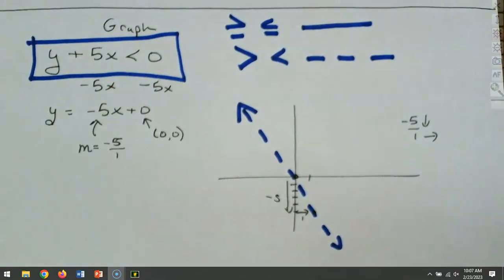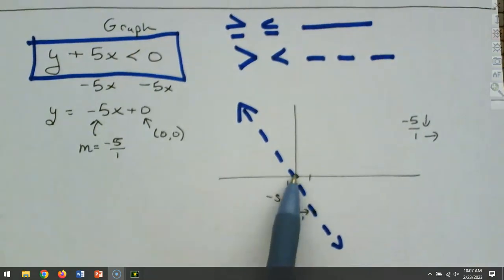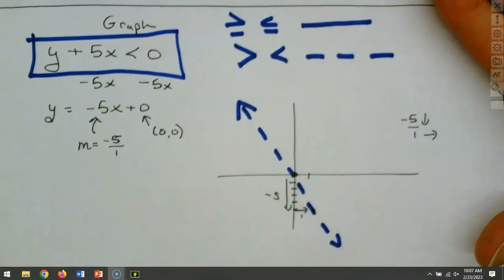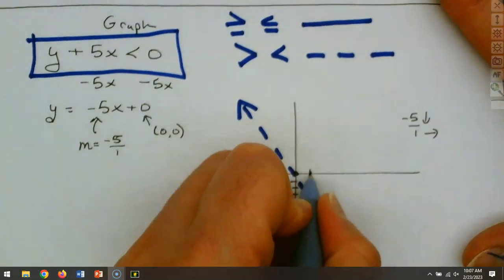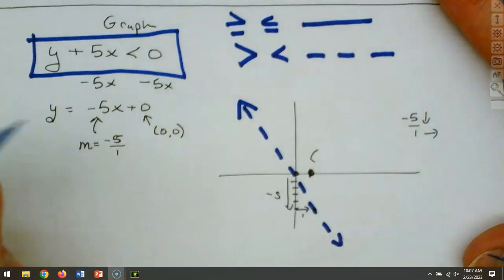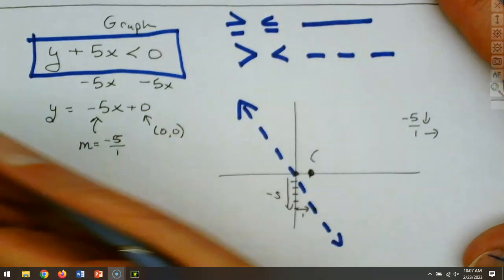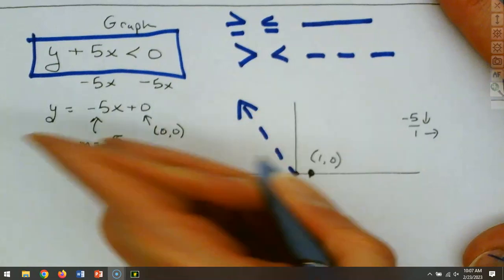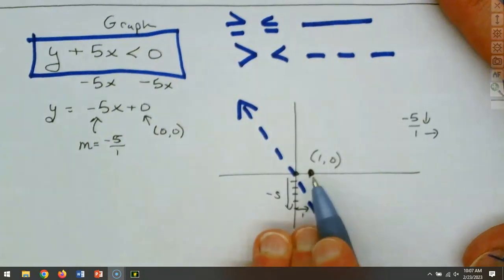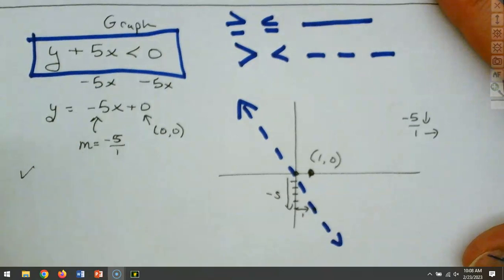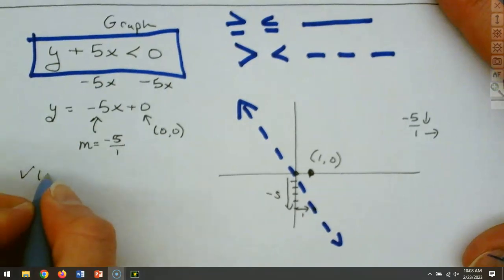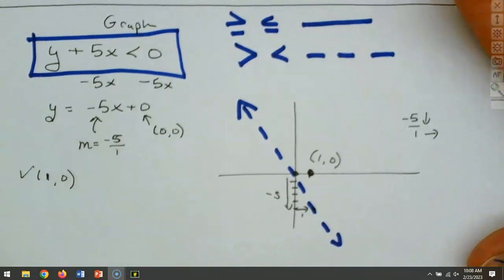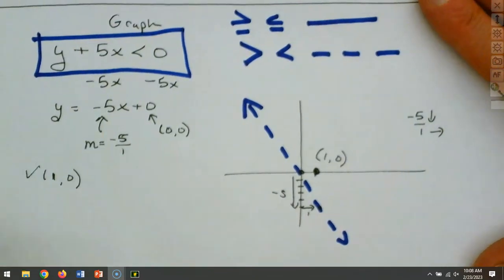Now, we cannot check 0, 0. Why not? Because our line goes through 0, 0. So let's pick a point that is not on the line. Any point that you want to pick is fine. I'm going to pick a point that is not on the blue line. So how about we pick 1, 0? Okay, that is right there. Because the line goes through 0, 0, we're going to have to check a different point, and we're going to check 1, 0.